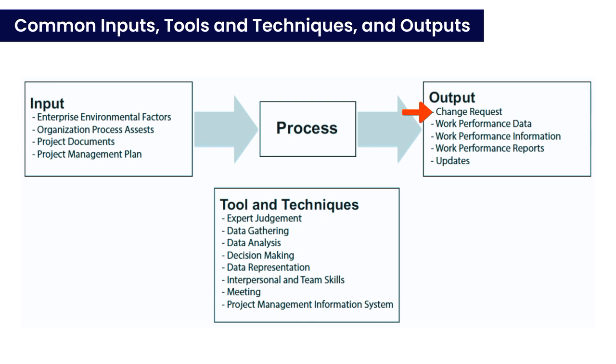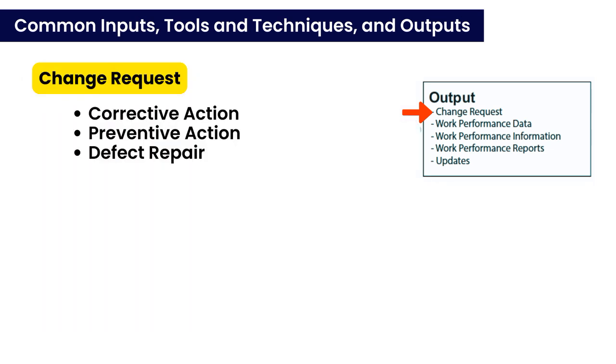Now let's discuss some common components of outputs. First one is change request. A change request is a common output in the execution, monitoring and controlling, and closing phases of a project. It occurs when a stakeholder, such as a customer, sponsor, or project manager, requests a modification to the project management plan. These changes can include adjusting the project scope, for example adding or removing work, accelerating the timeline, or reducing the costs. Change requests can implement corrective actions, preventive actions, and defect repairs.